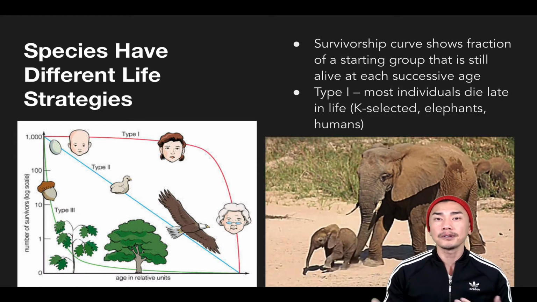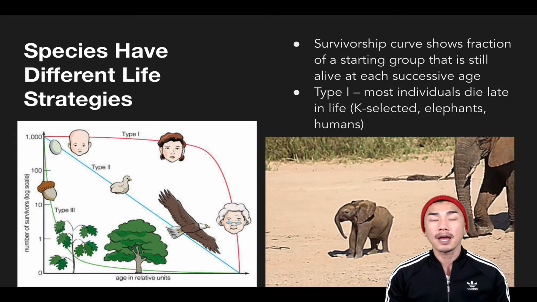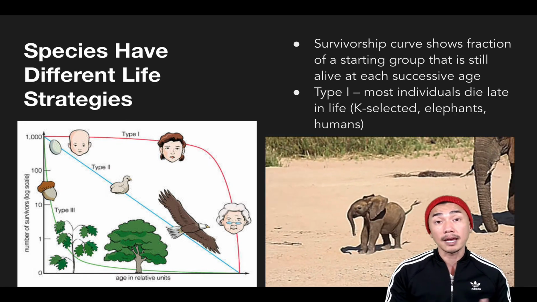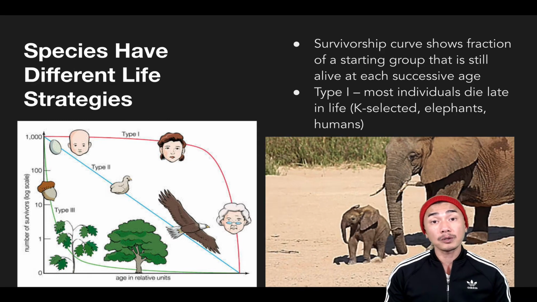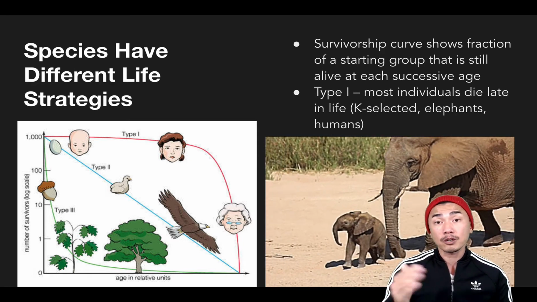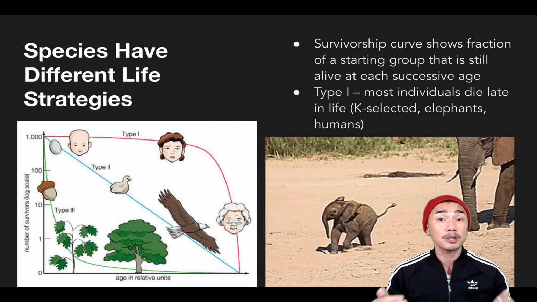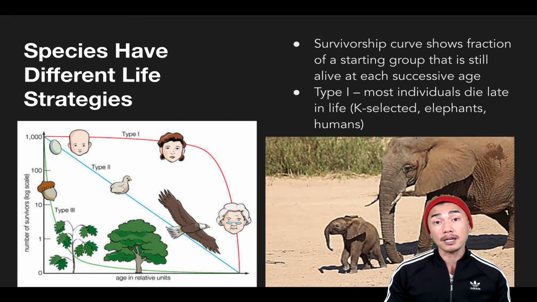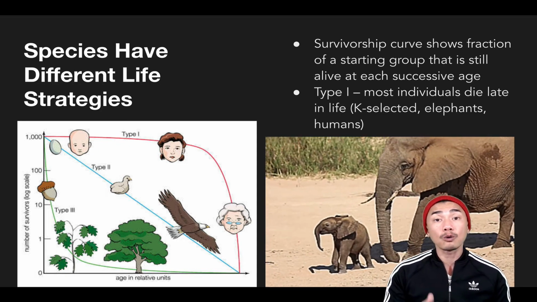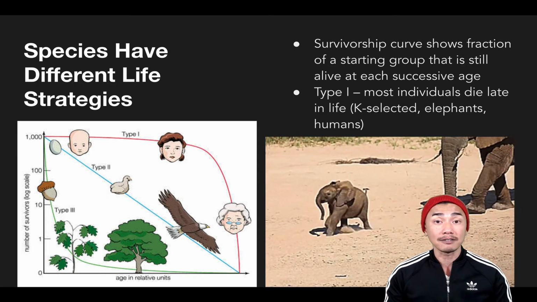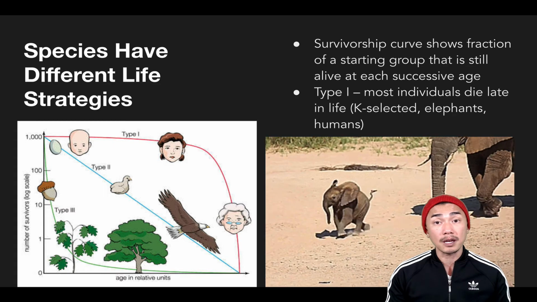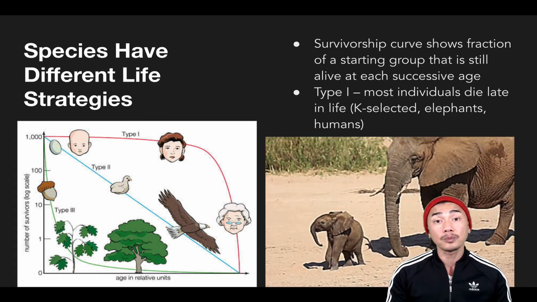Another way that we can look at a population is by looking at the percentage of individuals that are surviving or dying at any given moment. This is called survivorship, and if we look at survivorship over time, we create something called a survivorship curve. There are three types of survivorship curves. Type 1 organisms are organisms that die late in life. They tend to be K-selected species, and two examples are elephants and humans.